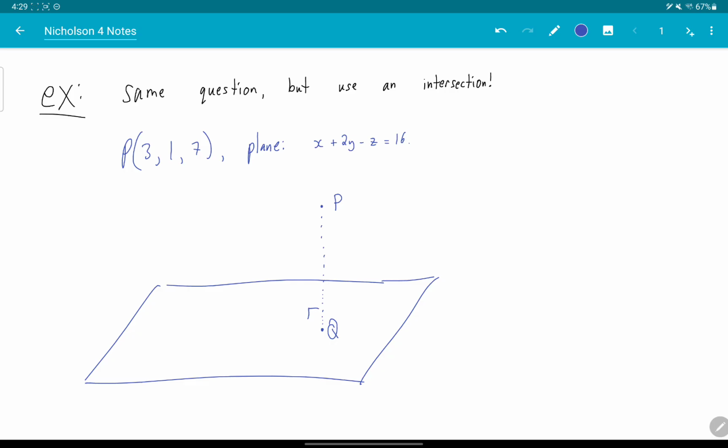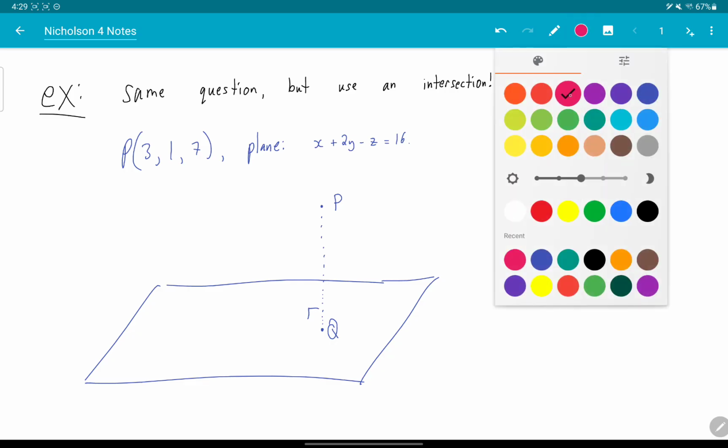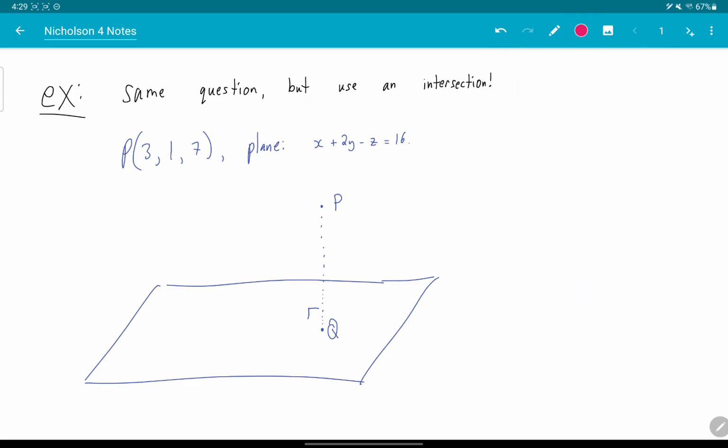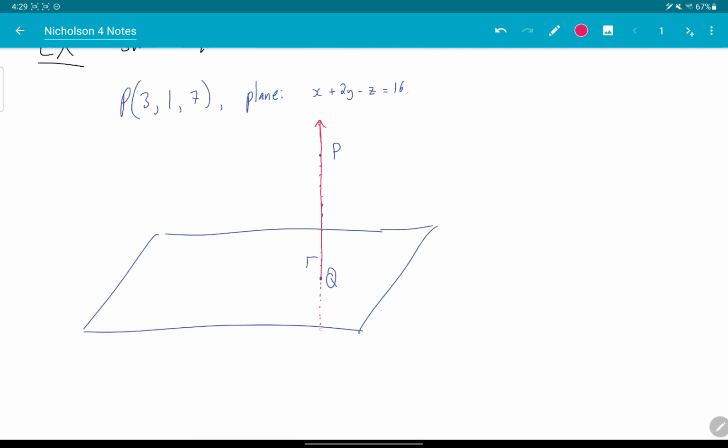So same question, but now we'll try to find a line that intersects perfectly with the plane to solve our question. So which line is that? Well, it's the line that goes through P and Q. So we'll use this line in red here, which we will call L.